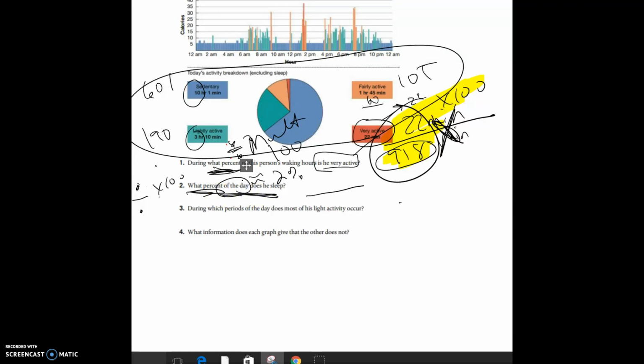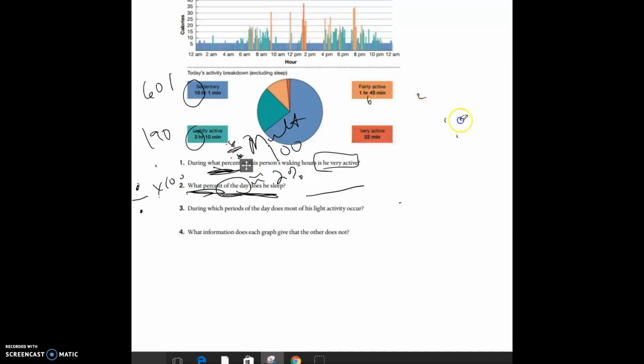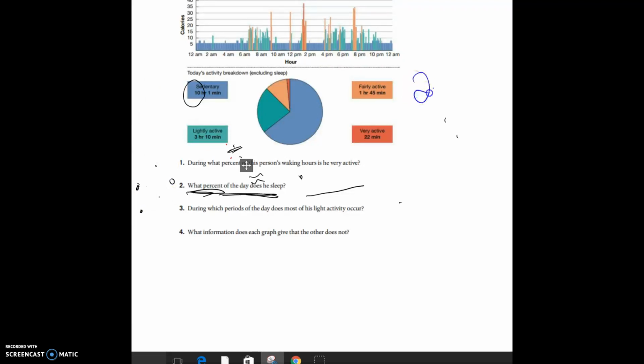So if I take 24 hours in a day, and I'm just going to erase some of this so we have some space over here. Okay, so I know there's 24 hours in a day, and each hour has 60 minutes. So I'm going to go ahead and multiply that. And again, you can do it on a calculator. So there are 1,440 minutes in a day.